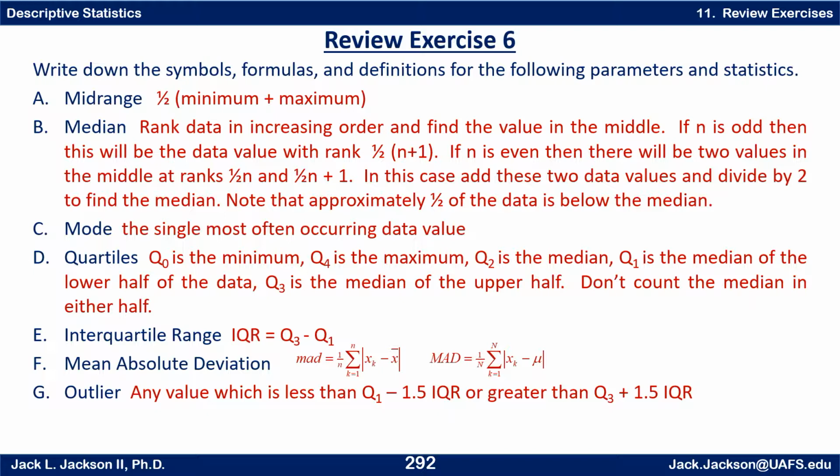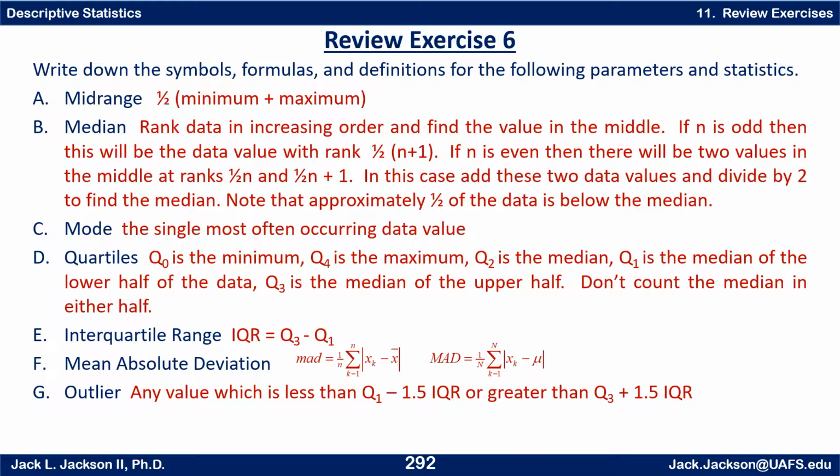The mode is the single most often occurring data value. And in my class, if there's a tie, a 2-way tie, we say it's bimodal and we count on both as being in the mode. But if there's a 3-way or more than 3-way tie, we say there is not a mode. So the mode may not exist.